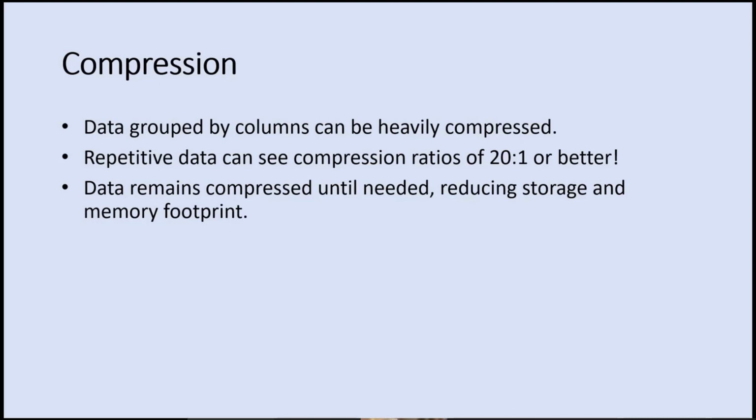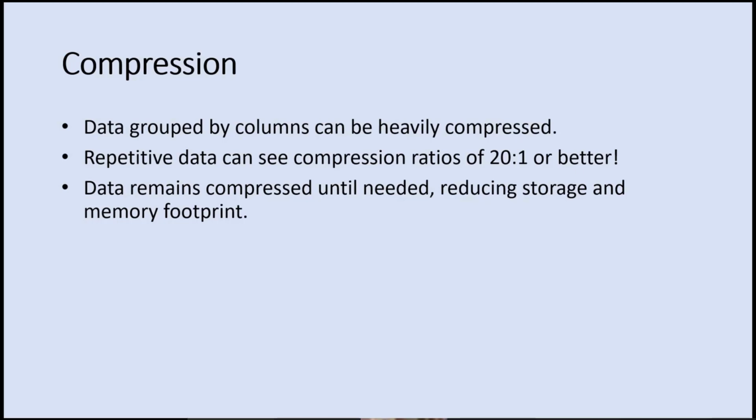And the more repetitive your data is, the more it shrinks. And it doesn't matter the data types. You could have strings, you could have characters, you could have dates, you could have integers. It all compresses very, very well. And you'll find the compression ratios can be 10 to 1, 20 to 1, 50 to 1. It really depends on the type of data you have and how repetitive it is.